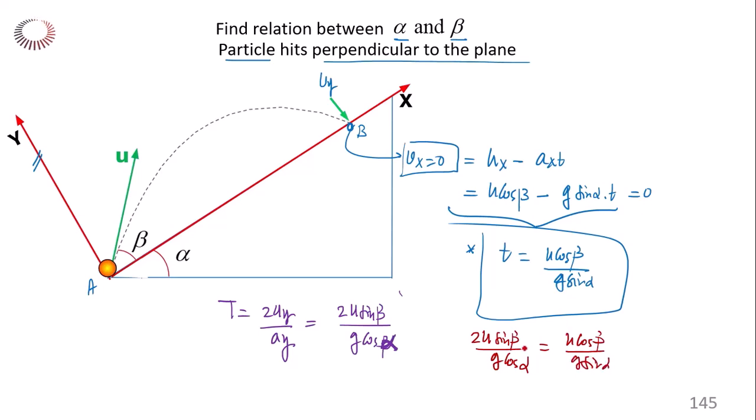So U and G both are cancelled out. So sin alpha by cos alpha means tan alpha. So 2 tan alpha should be equal to how much? Cos beta by sin beta means cot beta. That is the required relation between alpha and beta so that the particle will hit at point B, which is perpendicular to the plane.